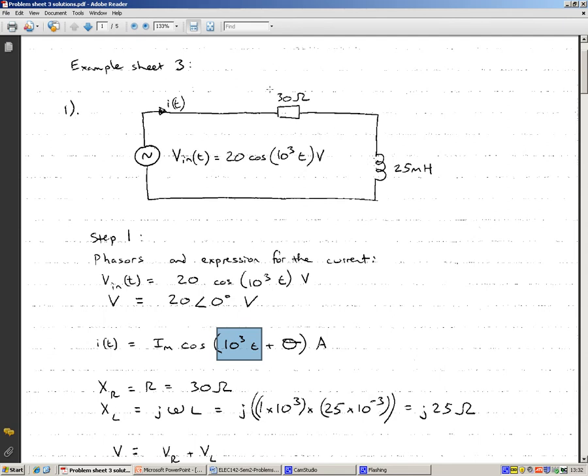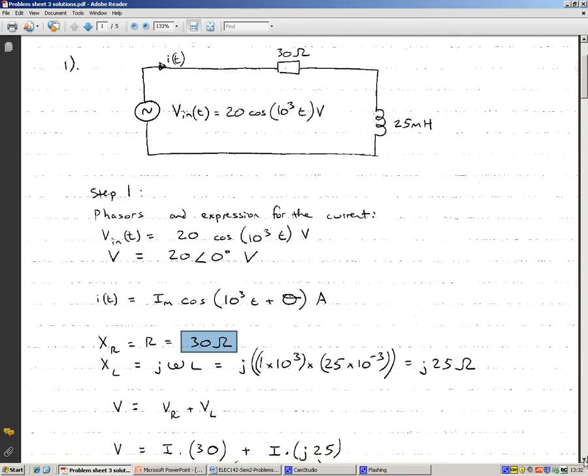Convert your voltage to phasor form and write an expression for the current you're trying to find. Next up, we're going to convert our resistor and our inductor into phasor form. So we're interested in the reactance or the complex impedance of these components. The complex impedance of R is very simple. It's just the same. It's still 30 ohms. There's no phase component because the voltage across it will be in phase with the current flowing through it, so there's no imaginary part.